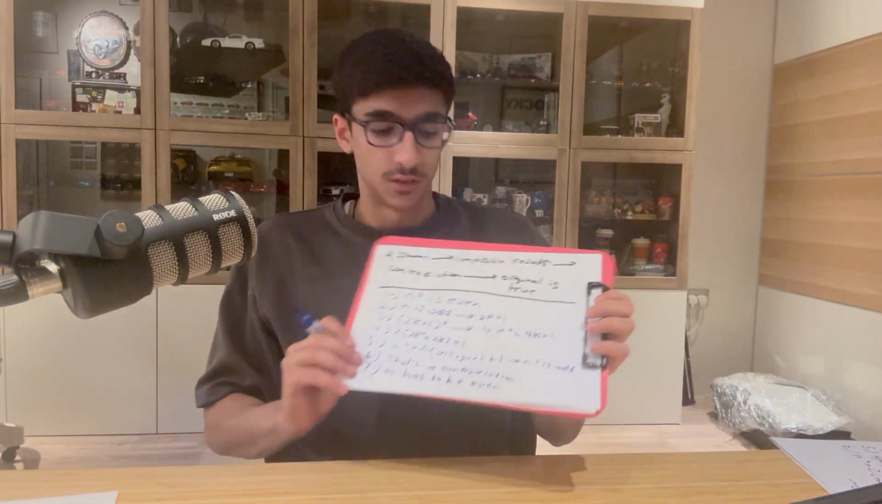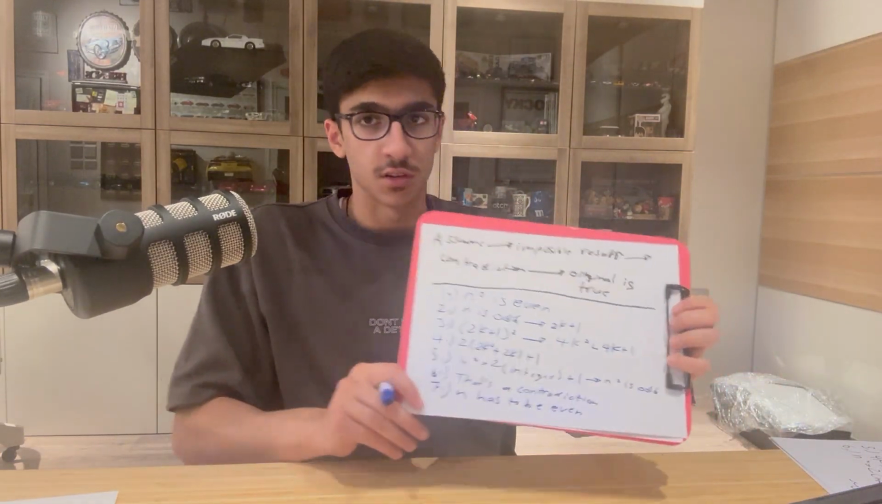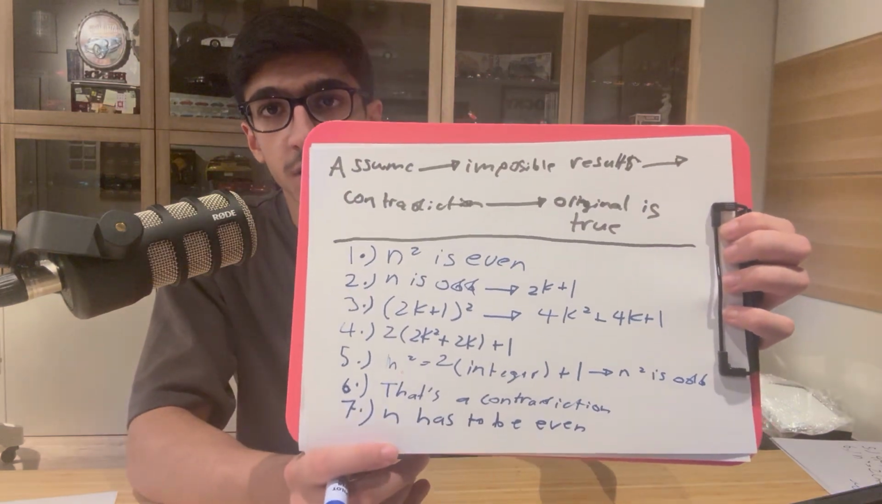So I'm going to show you the full contradiction part, and hopefully you understood it. Okay, now let's recap everything we went through. We assumed that n to the power of 2 is even and n is odd, but that led us to say that n to the power of 2 is odd. That's a contradiction. So the only option left is that n is even. That's it. If n to the power of 2 is even, then n is even. This is the whole process we went through.